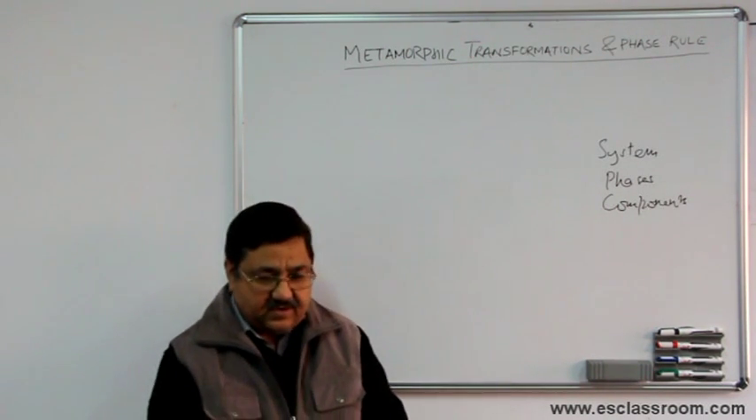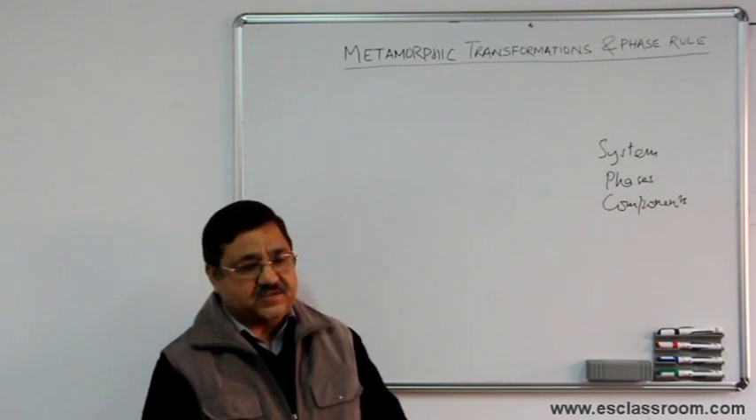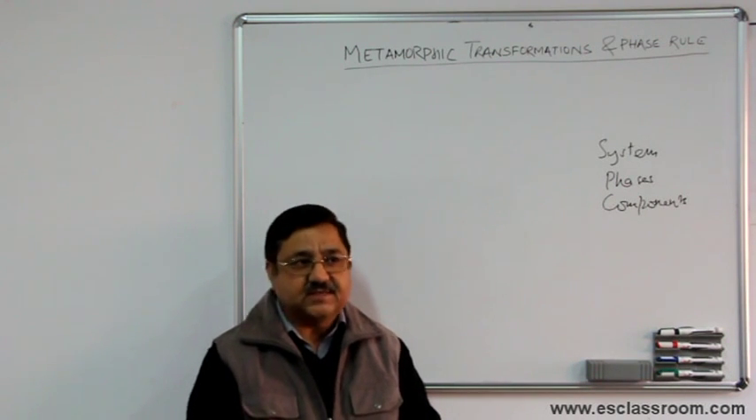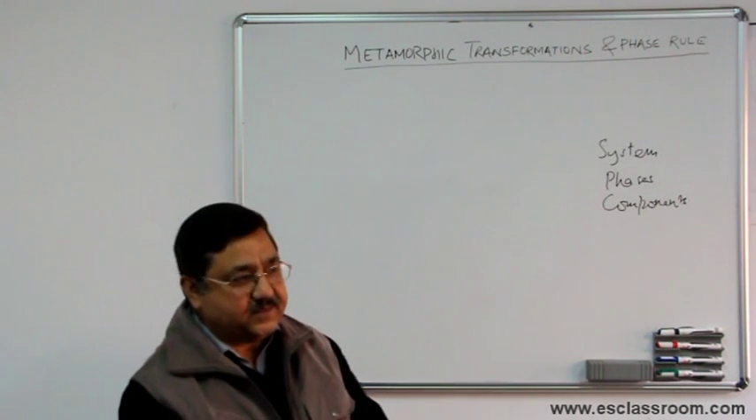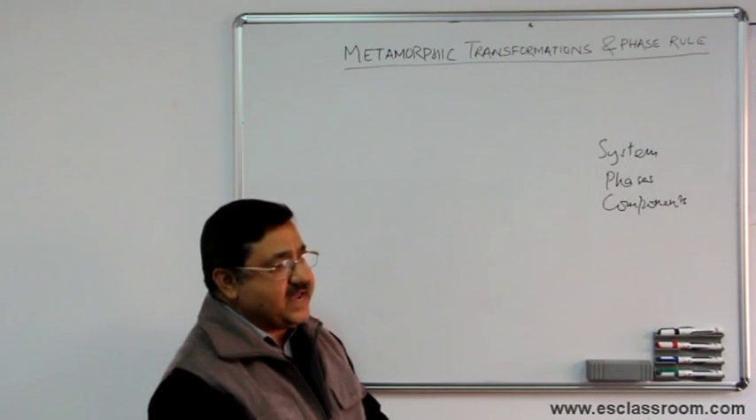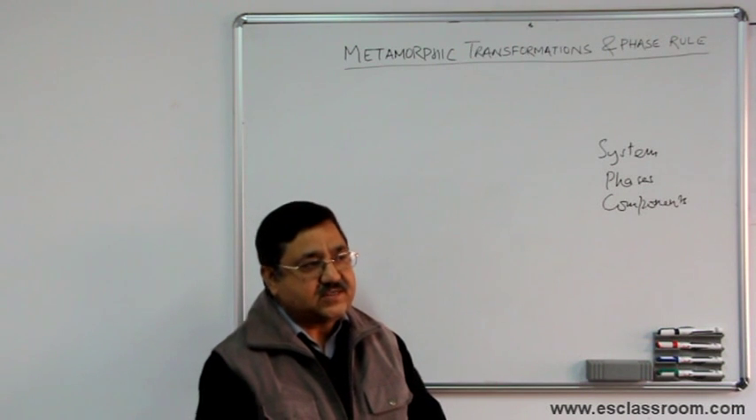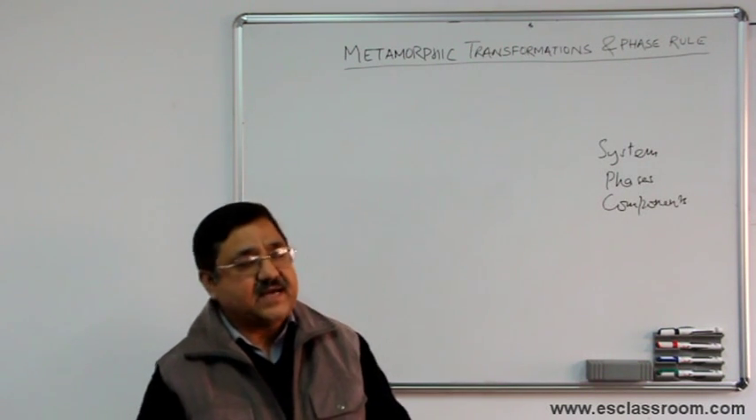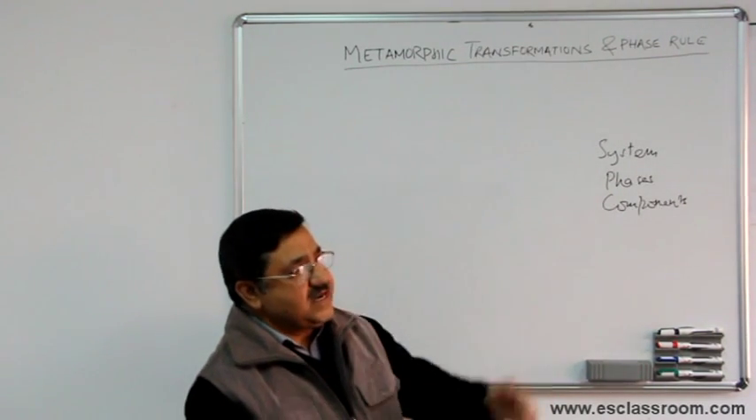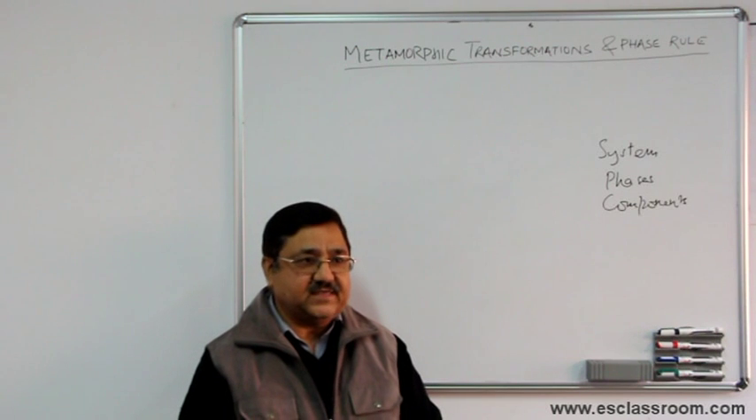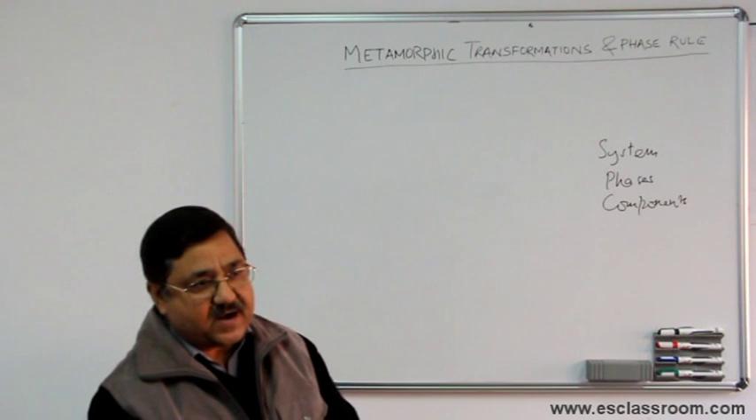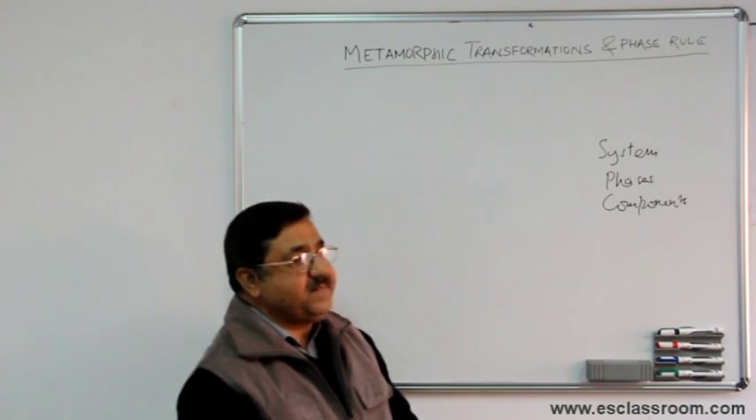Now, how do we understand or study this transformation where the bulk chemistry does not change from one entity to the other? We can consider the metamorphic rock as a system, and as you know, a system is any part of the universe in which we are interested at a particular moment of time. A system is defined or constituted by phases. Phases are physically and chemically homogeneous parts of a system and they are mechanically separable.